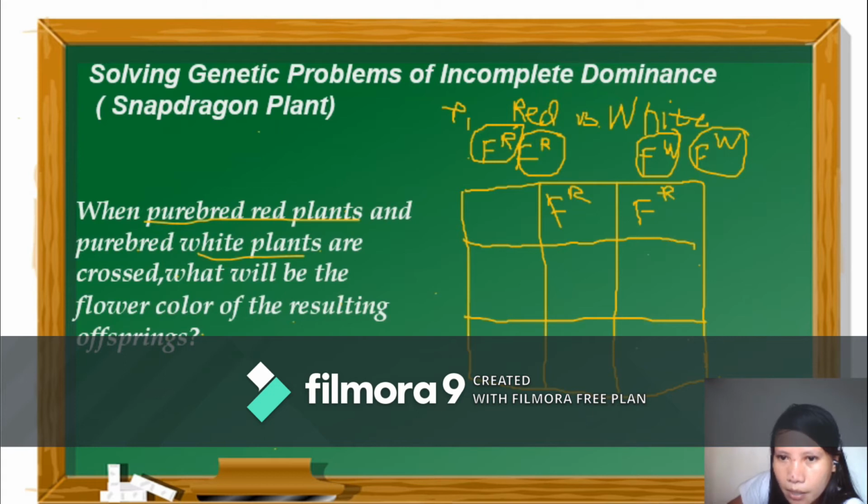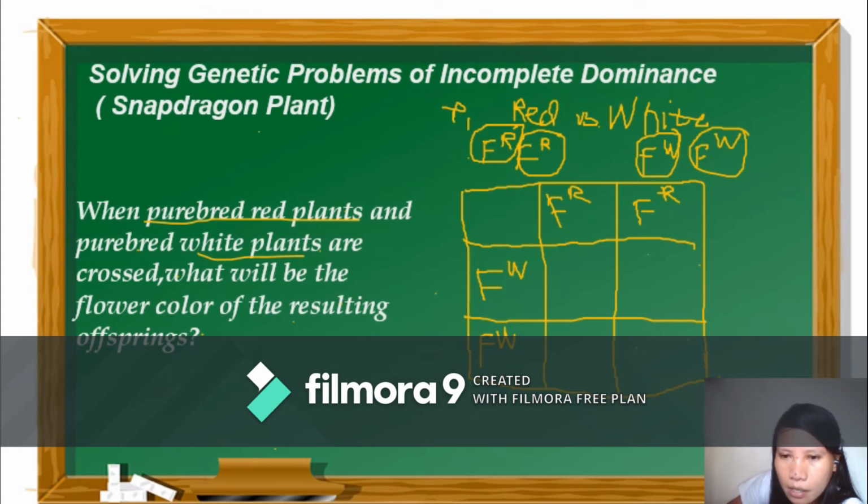Pwede silang magkabaliktad. Kung gusto nyo, dito nyo ilagay yung red or yung white, pwede rin. Sa baba yung red, pwede rin. Okay, pares lang naman kasi ang kalalabasan. And then sa white, sa side na part, F raised to W, then F raised to W. Okay. Now, susunod is, puntahan naman natin yung natitirang 4 na boxes.